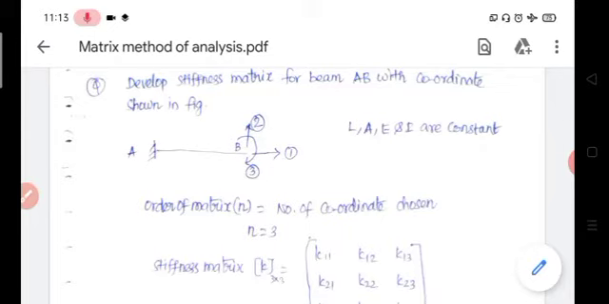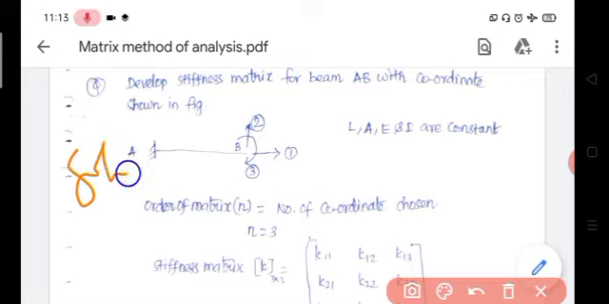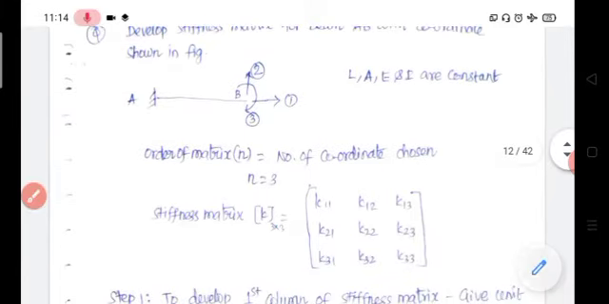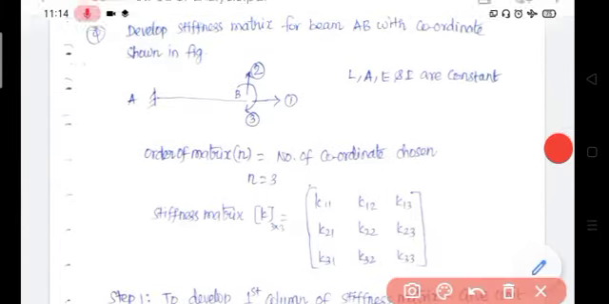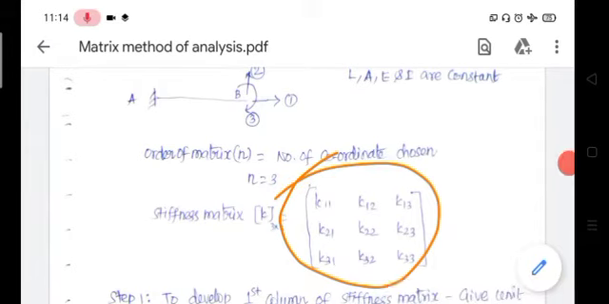Let us start with the solution of this problem. First, the order of the matrix is equal to the number of coordinates chosen. In this problem, three coordinate directions are given, so the number of coordinates chosen is 3 and the order of the matrix is 3. So our stiffness matrix is a 3 by 3 square matrix.